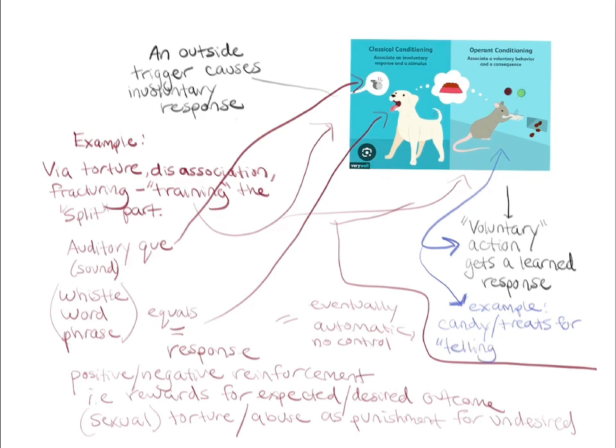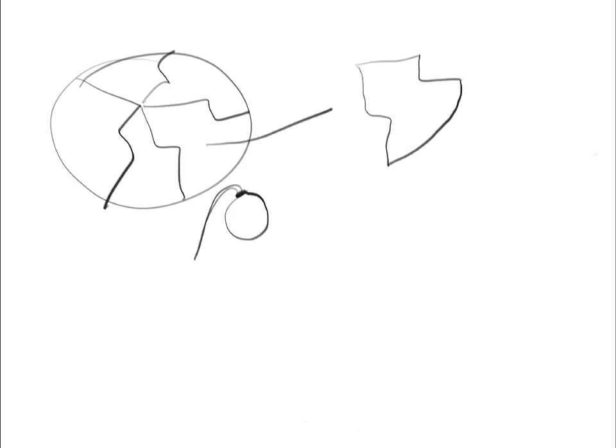With operant, it's more of a voluntary thing. Again, I say that loosely, but the learned response is, I do this and I get candy or treats. I get a positive thing, which is useful for telling on an alter, or telling on yourself, or telling the truth. But they still will punish the others, or the other alters, or the other personalities, or what have you.